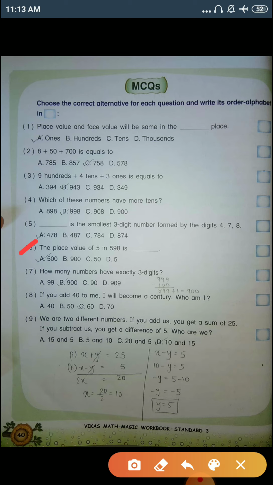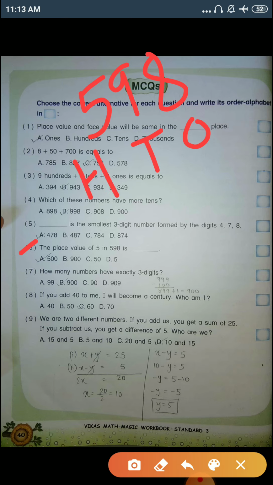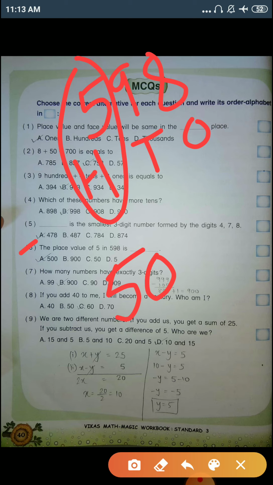Now number 6. The place value of 5 in 598. So this 8 is on the ones place, 9 is on the tens place and 5 is on the 100 place. So what is the place value of 5? 500.